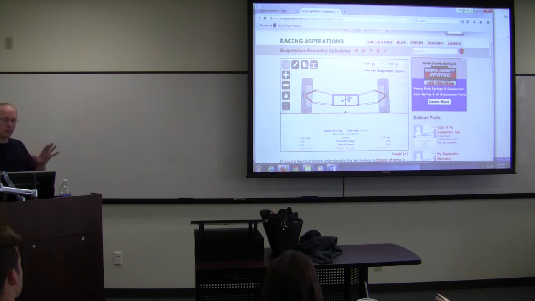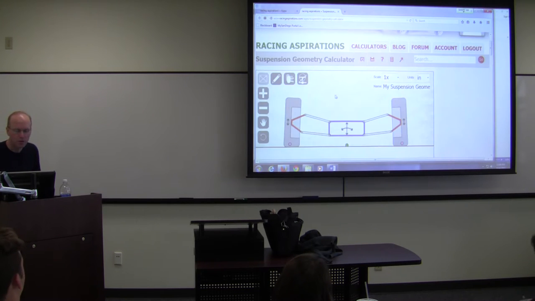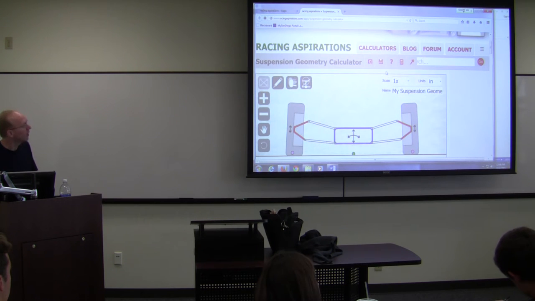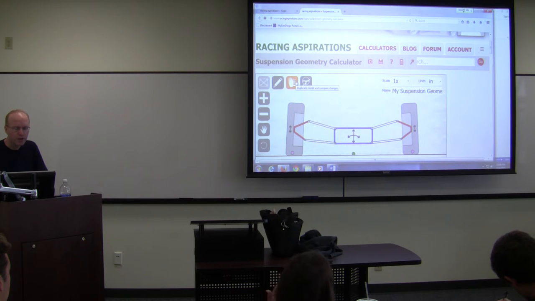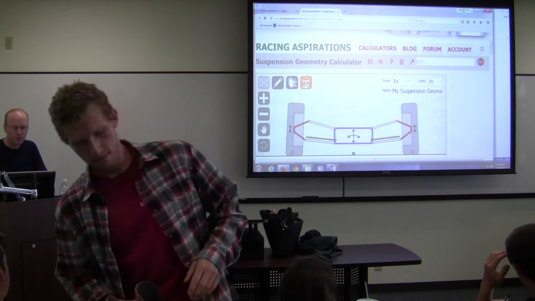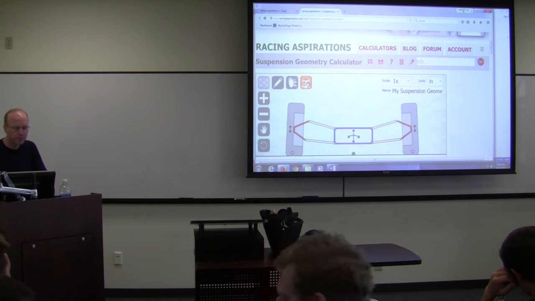This is mainly a two-dimensional view. It'll do bumps here, but it won't do anything else in the fourth dimension. So briefly, how to use this thing. This is how you edit points. You click that, and now you have control of the points. This button is more for editing. This one will turn on steering arms, and now you can do bump steer.